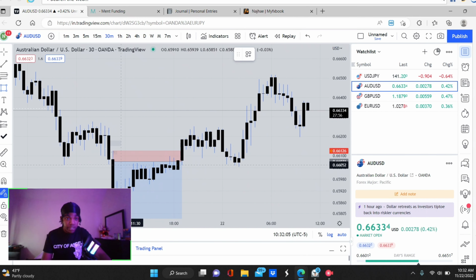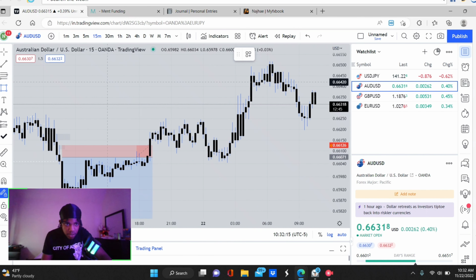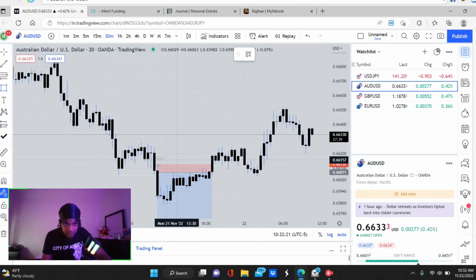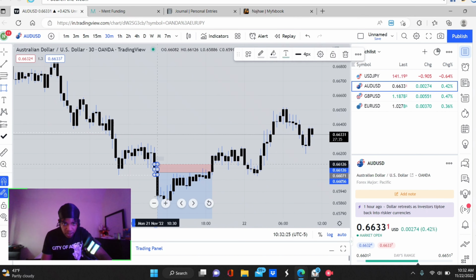From this low, I actually identified a hidden supply zone, which was from, let's see, I think it was on the 15? No. Yeah, it was a 30-minute. So I identified a hidden supply zone based on this wick to that wick right there.